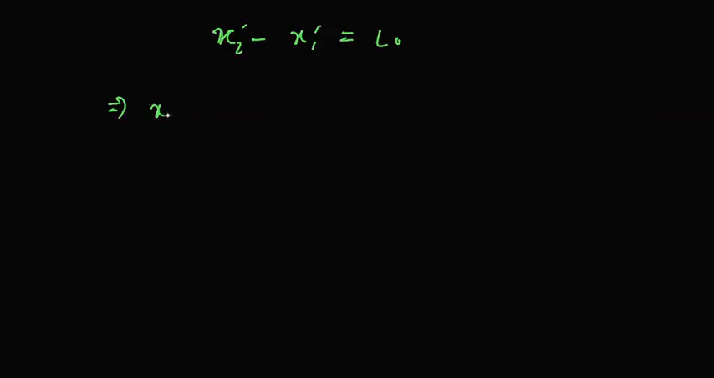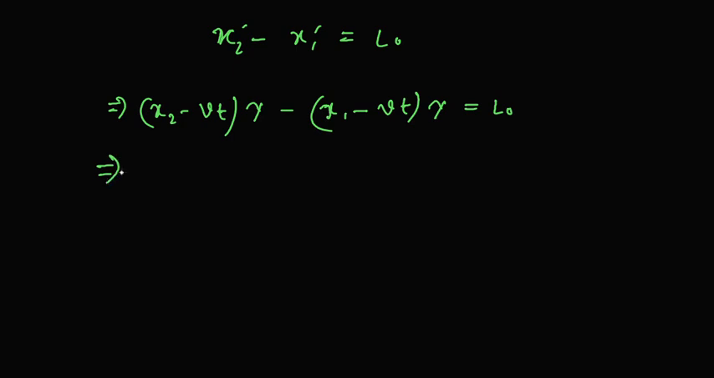So, x2 minus vt whole into gamma, minus x1 minus vt whole into gamma, equals L naught. Now, x2 minus x1 minus t minus dt.